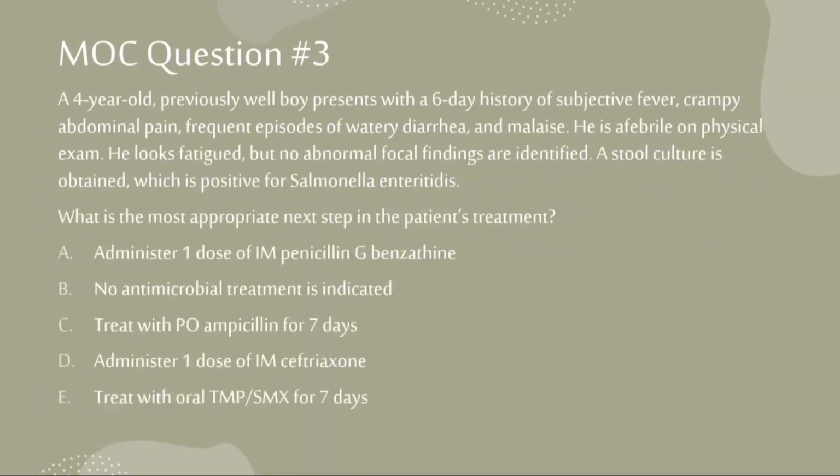All right, and then our last question: you have a 4-year-old child, previously well, with a 6-day history of subjective fever, abdominal pain, and frequent episodes of watery diarrhea. He is afebrile. He looks fatigued, but no abnormal focal findings are identified. A stool culture is obtained, which is positive for salmonella. What is the most appropriate next step in this patient's treatment?